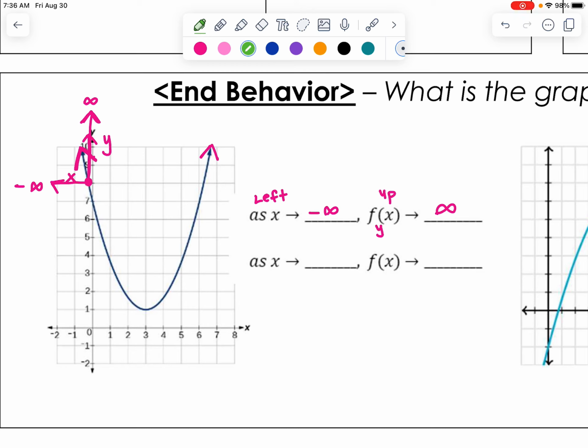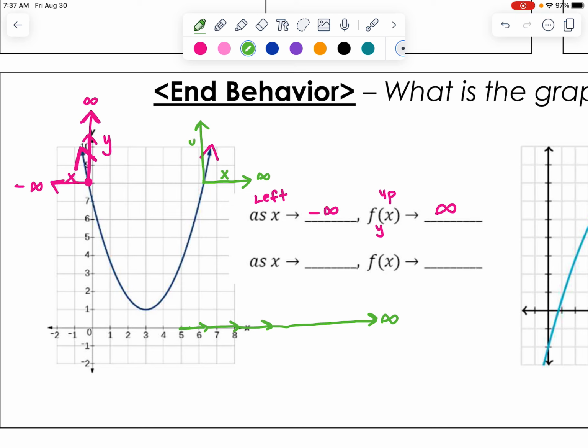Now we want to talk about the right side of the graph. On the right side, we're moving to the right, but the end is also pointing up. Starting with the right, remember that left and right is x values. As x keeps moving to the right, it's getting larger. If you're not sure, look at the x-axis. As I move to the right, the numbers keep getting bigger and bigger, and eventually they'll get all the way up to positive infinity. So as x moves to the right, it's approaching positive infinity.